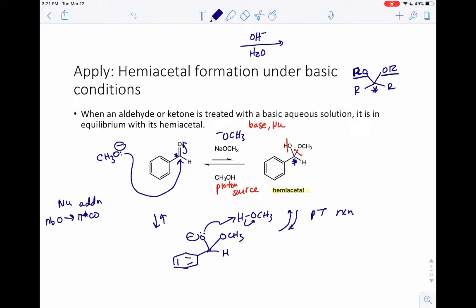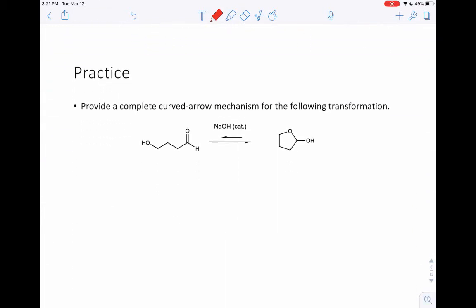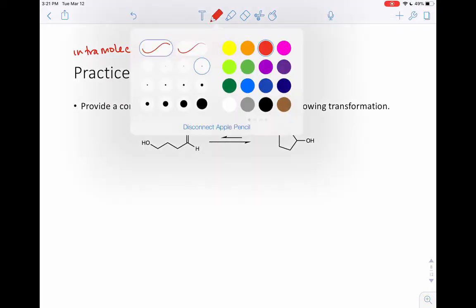You might notice one more thing: just like hydrate formation, the equilibrium constant for this reaction is less than 1. Now, however, this is pretty interesting. This is an example of an intramolecular hemiacetal formation. What? Okay, well, let's look at what's going on. So we definitely have a hemiacetal.